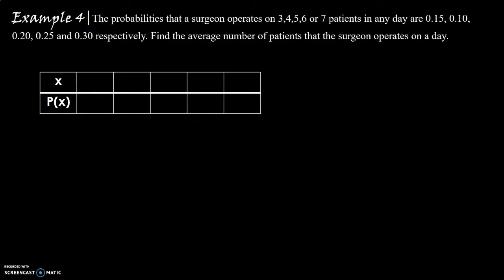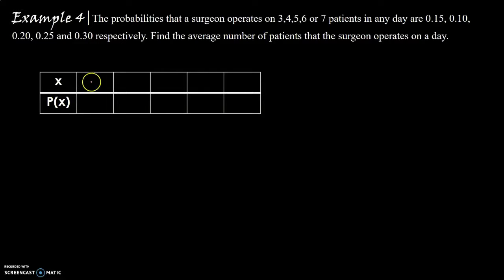Let's have example 4. The probabilities that a surgeon operates on 3, 4, 5, 6, or 7 patients in any day are 0.15, 0.10, 0.20, 0.25, and 0.30 respectively. Find the average number of patients that the surgeon operates on a day. So we are asked to find the average number of patients that the surgeon operates on a day. So we are going to find the mean of our discrete probability distribution. So we let x be the number of patients a surgeon operates on a day, and the p of x is the probability of x.